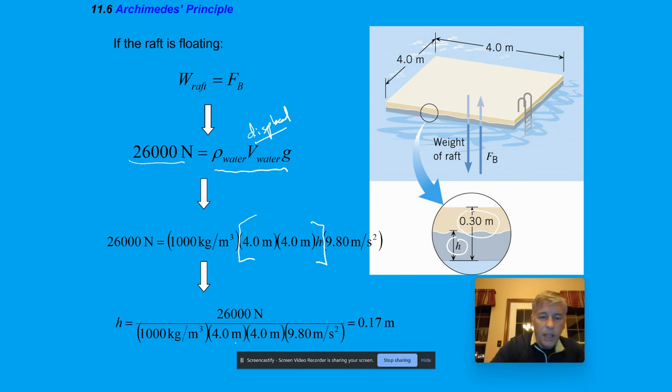So that's exactly what was done here. Boom, boom, boom, and they get 0.16, or 0.17, sorry, 0.17 meters. That's one way to do it. It's actually the long way, and it shows everything, and we're good.